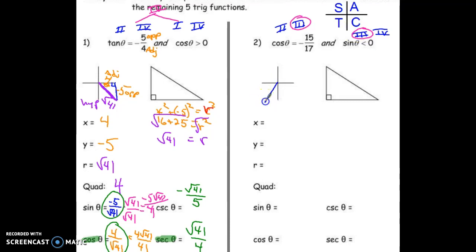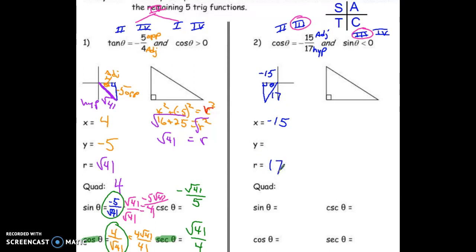Always drop back a perpendicular to the x-axis. Here is my reference angle right in there. There's my reference angle. And I know with cosine, what's it say? The cosine is the adjacent over hypotenuse. Hey, guess what? I know my hypotenuse is 17. And my adjacent side right here has to be the negative 15. There's negative 15 going to the left. And 17 is my hypotenuse.